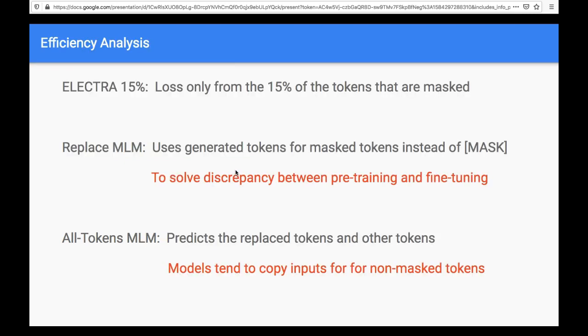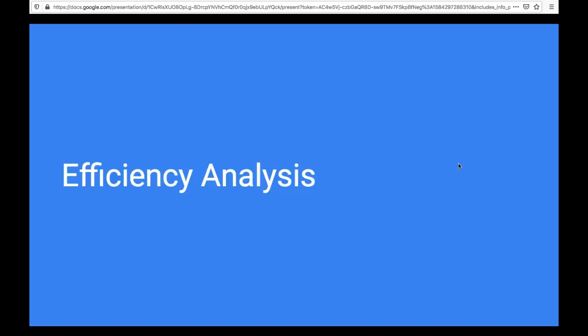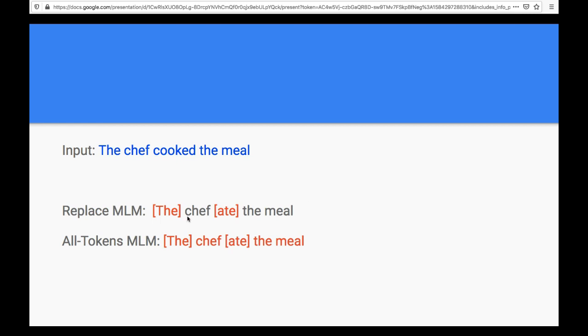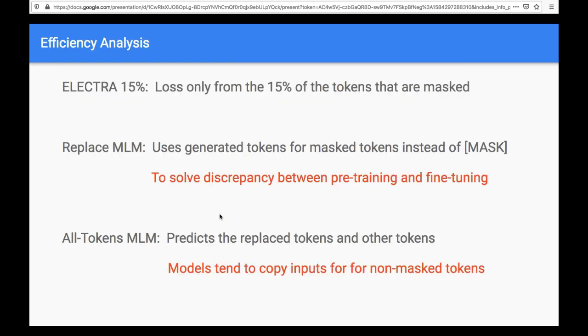Okay, so they still only predict 15% of tokens, but the input has no mask symbol here. So when you do the fine tuning, you will also have the same result, which is the original tokens without any mask. Okay, it's a little bit complicated. And another one is all token MLM.